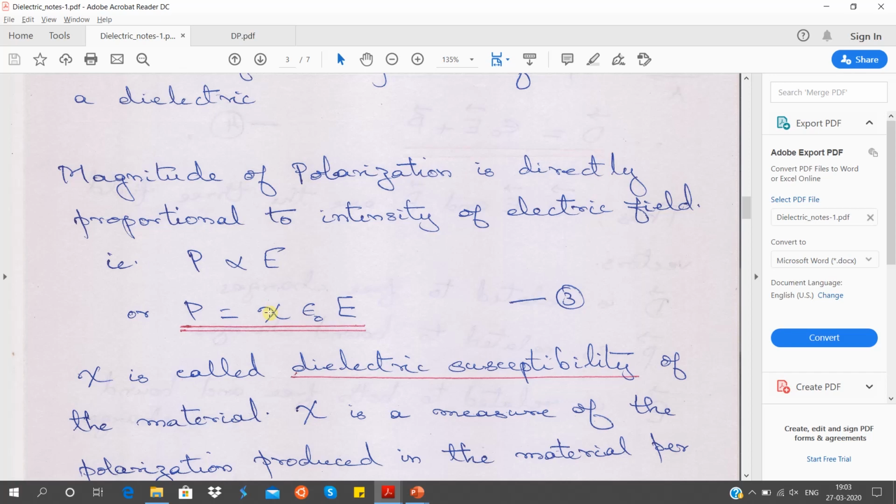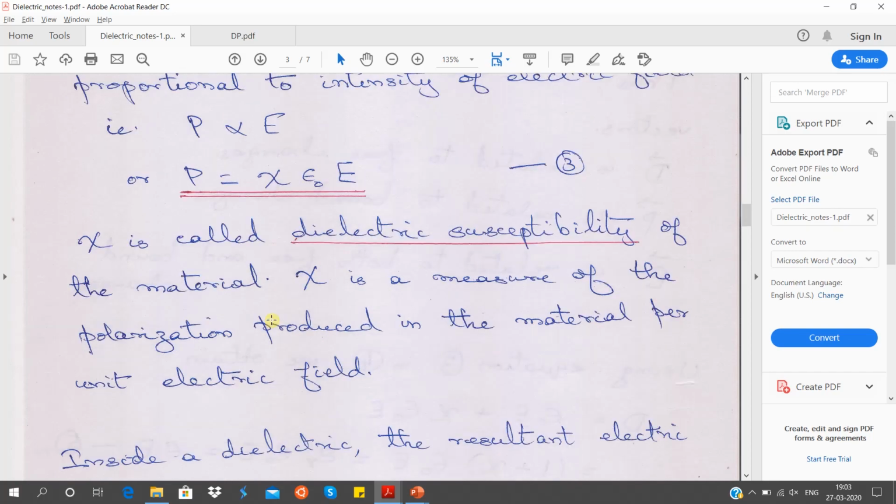It's a dielectric susceptibility. Please don't get confused with the magnetic susceptibility, which you would have seen long ago in your 12th standard. So we get the relation between polarization and electric field as P is equal to chi epsilon naught into E. It's a very important relation.